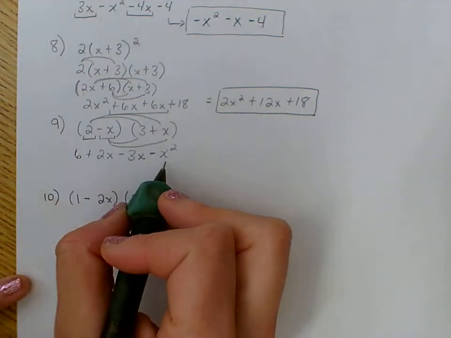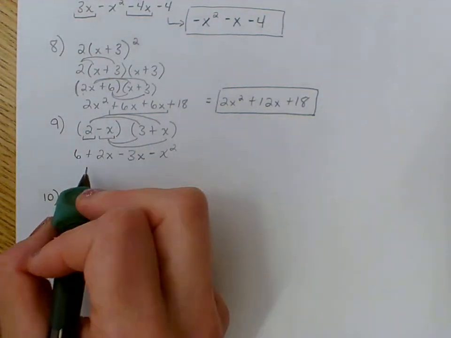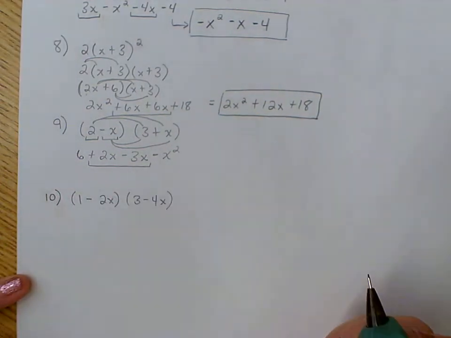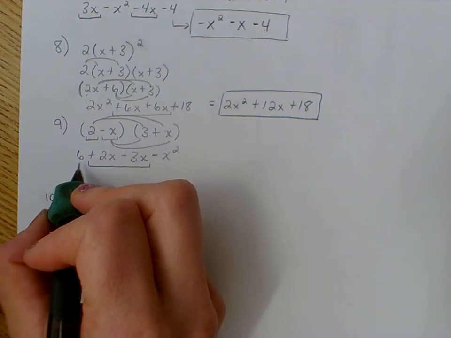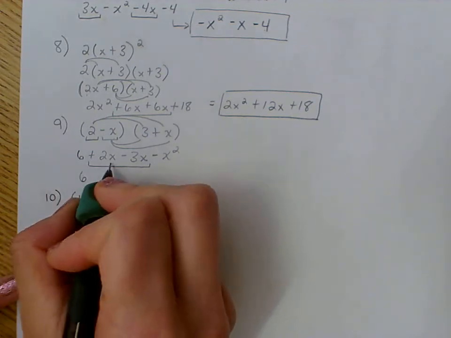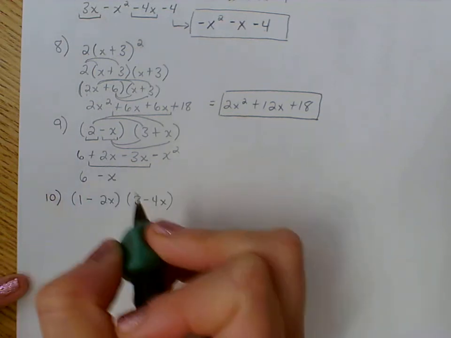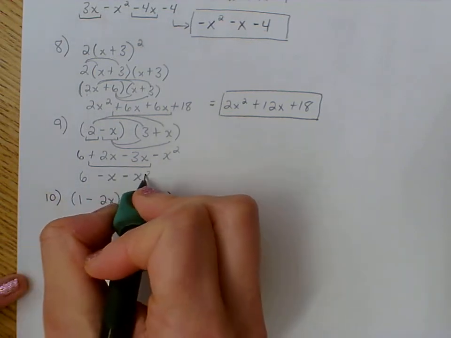So then from there, once you've double distributed, then you combine like terms. So notice the 2x and the negative 3x are like terms, okay? So I'm going to combine those. So the 6 is going to come down. 2x minus 3x is just negative 1x. And then that negative x squared comes down, okay?